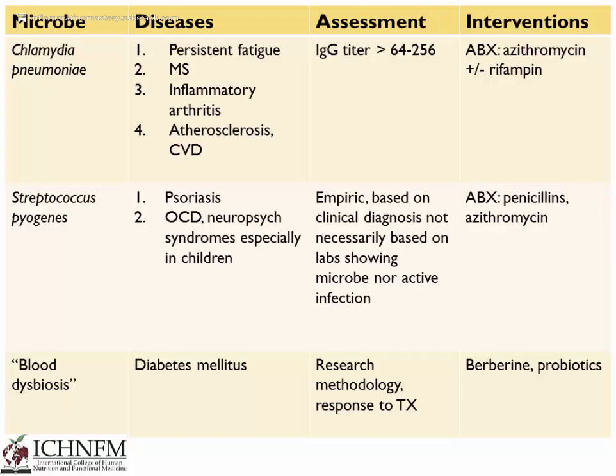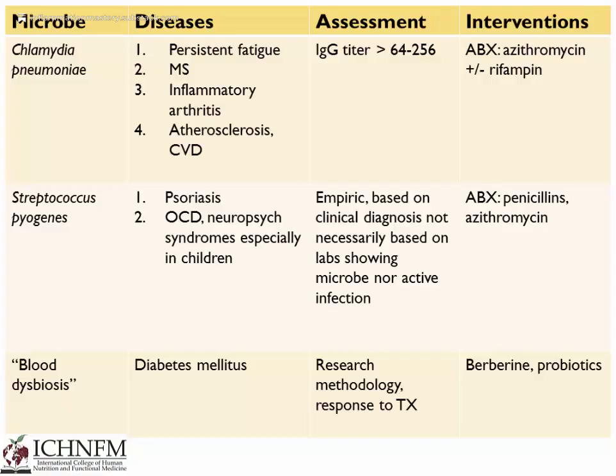Moving into the second category, we're going to talk about Streptococcus pyogenes. The classic disease association with Streptococcus pyogenes is, of course, strep throat, secondary rheumatic fever. In this case, we're going to talk about Streptococcus pyogenes and its association with psoriasis, also obsessive compulsive disorder, and certain neuropsychiatric syndromes, especially in kids.